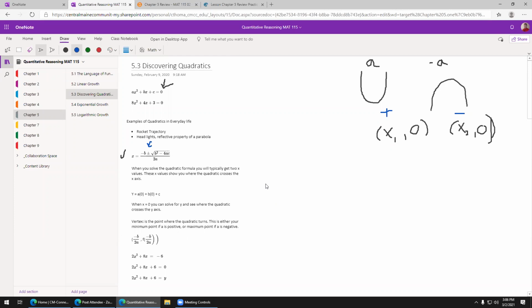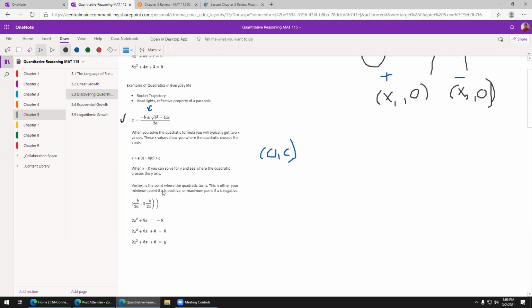So this is the point (0, c), right? And the only reason it's a different letter is just because b ended up becoming the middle thing, right? So try not to stress too much on why the letters changed. It has changed because we added more variables, right?